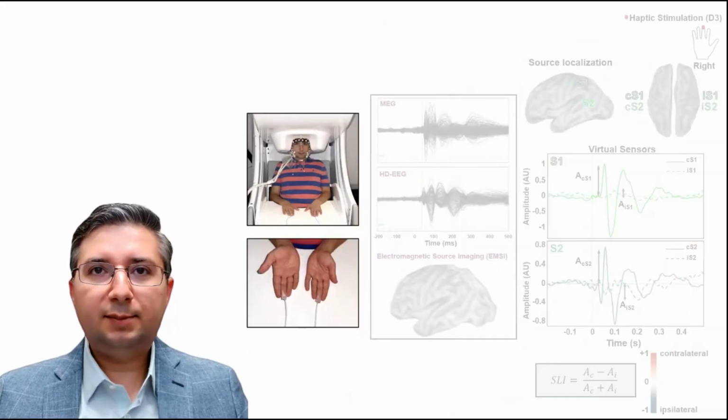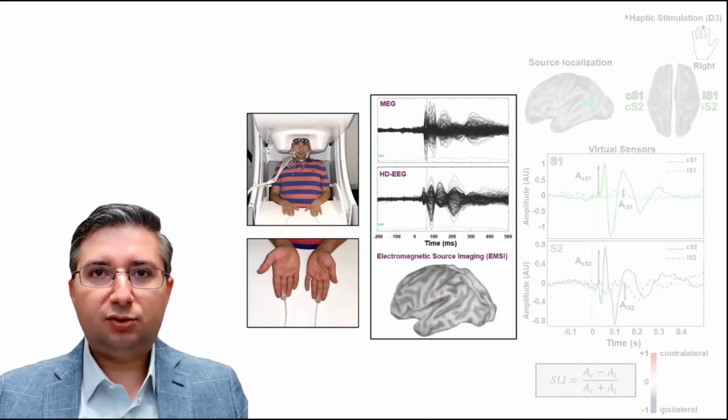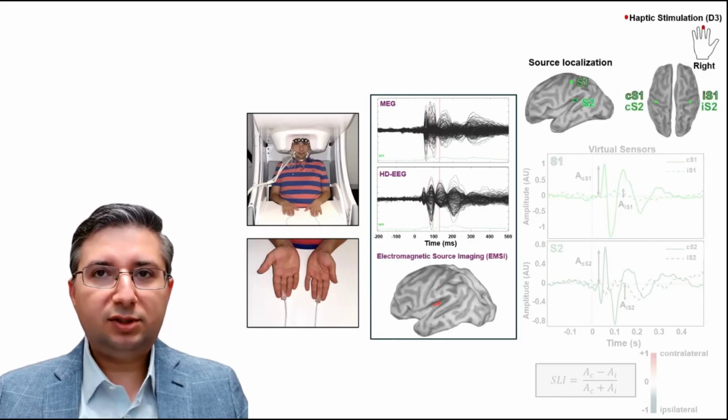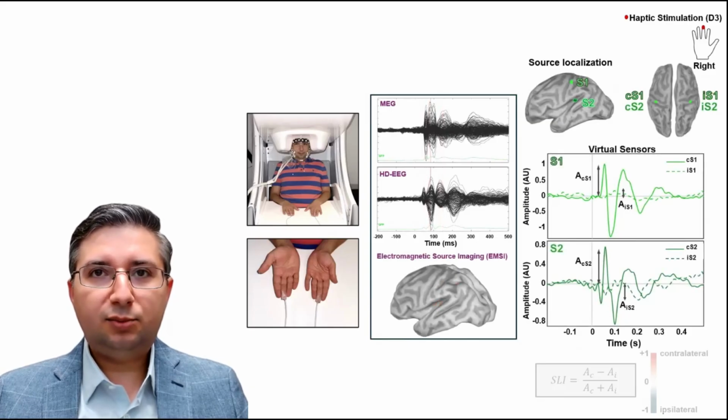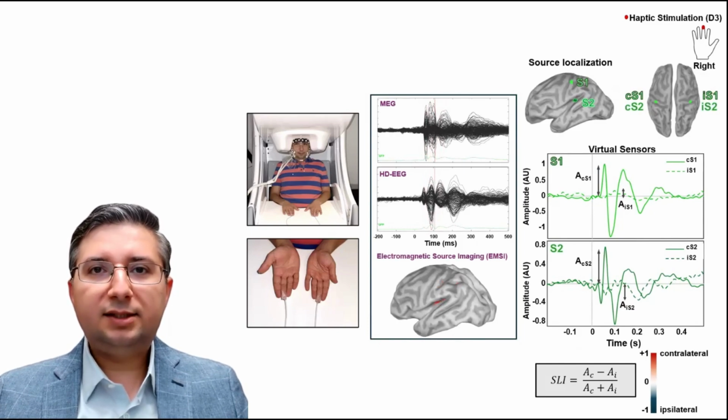To study cortical dynamics with high precision, we used a multimodal imaging approach that combined magnetoencephalography and high-density electroencephalography. This approach allows us to generate high-resolution maps of the brain's response to tactile stimulation and helped us track the rapid spatial and temporal flow of information within the somatosensory cortex. We also quantified the laterality of brain activity using the somatosensory lateralization index. In this measure, +1 indicates completely contralateral activity, and -1 represents completely ipsilateral activity.